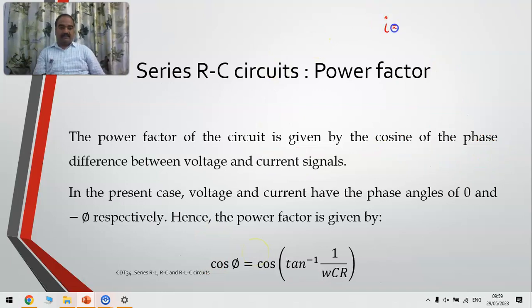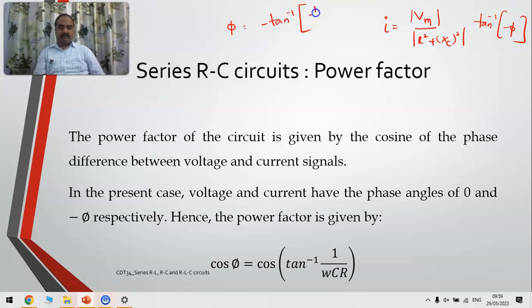My current is Vm magnitude by square root of R square plus Xc whole square, tan inverse minus phi, right? And what is phi in my case? It is minus tan inverse of 1 by omega c, because the minus was here, so tan inverse of minus theta is minus tan inverse theta. So I have got it outside. Okay, don't worry about that. This we have seen in the previous slide.